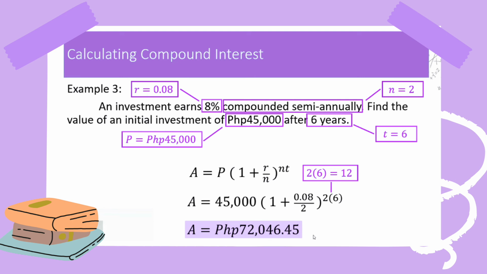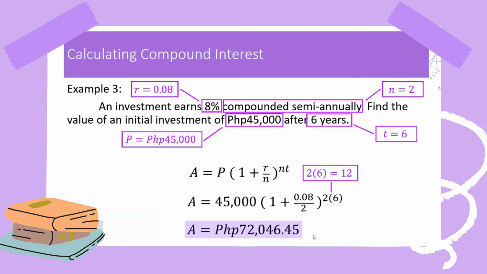This time, we will solve example 3, where the interest is compounded semi-annually. The problem is, an investment earns 8% compounded semi-annually. Find the value of an initial investment of 45,000 pesos after 6 years. So, ang goal natin is hahanapin kung magkano na ang total amount ng investment after 6 years kapag may 8% interest na semi-annual.